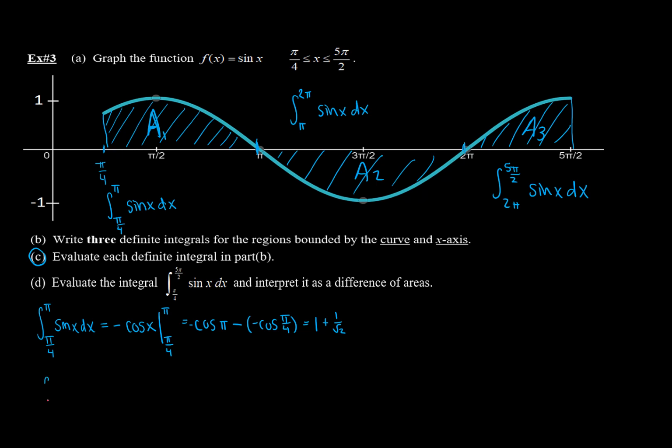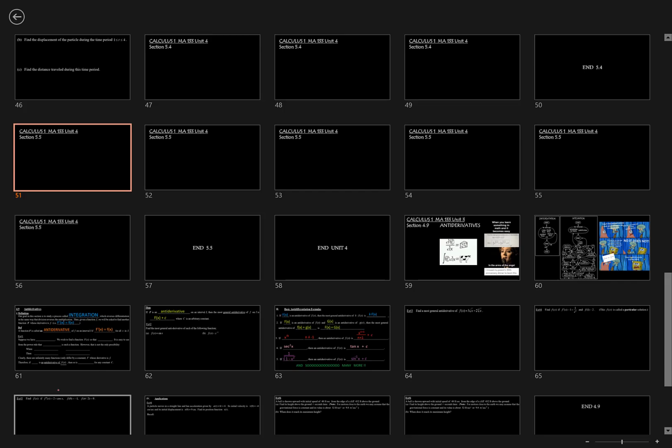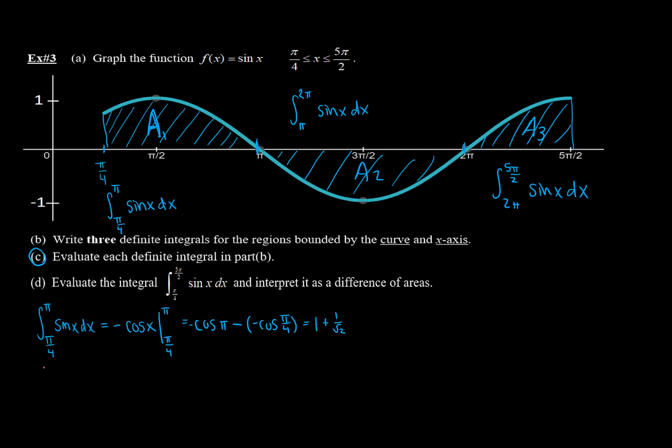The second one here, I go from pi, whoops, I can't write down that low. Let me see if I can get back there. All right, for the next one, I've got the integral from pi to 2 pi of sine of x dx. And the integral of sine is negative cosine from pi to 2 pi. So I've got the negative cosine of 2 pi minus the negative cosine of pi. And that one's going to give us negative 2.